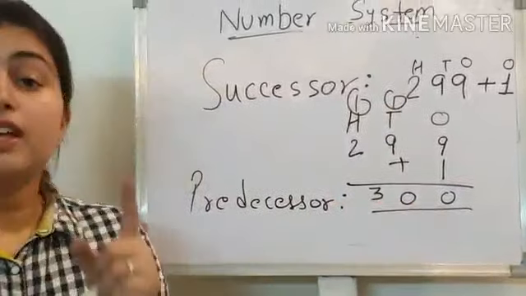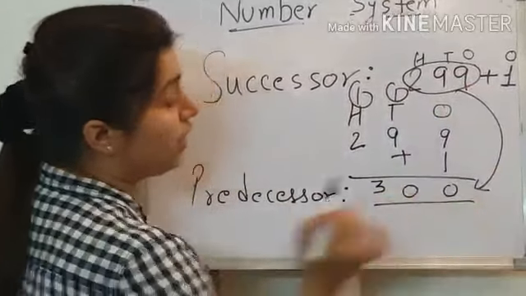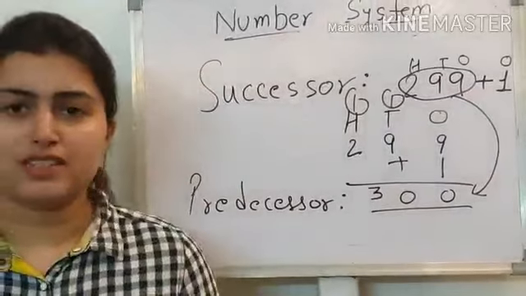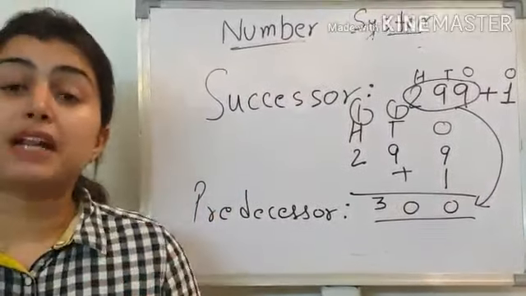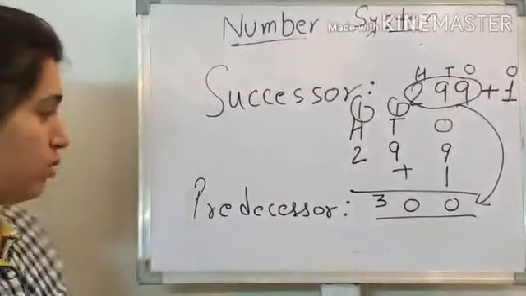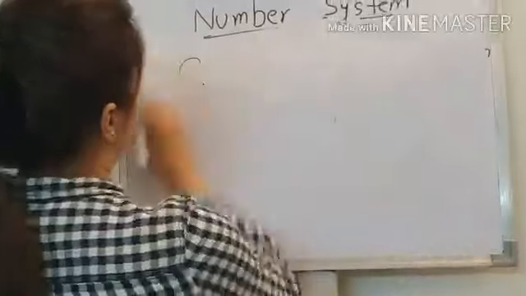So students, the successor of number 299 is 300. It is as simple as that. Okay. Now, to find the predecessor, we simply subtract 1 from the number. Okay, students. Now, how to compare numbers?